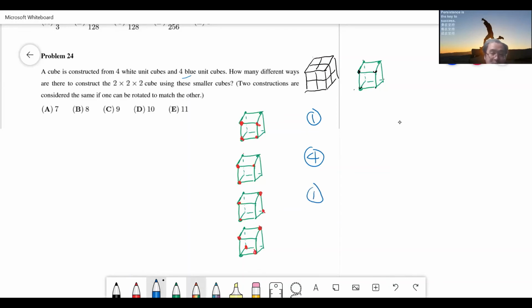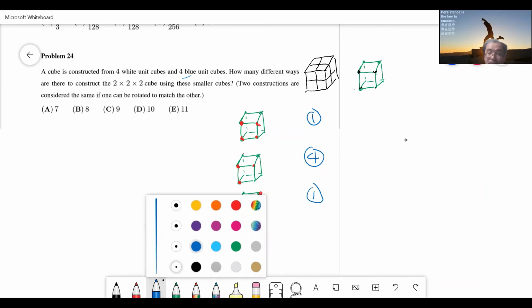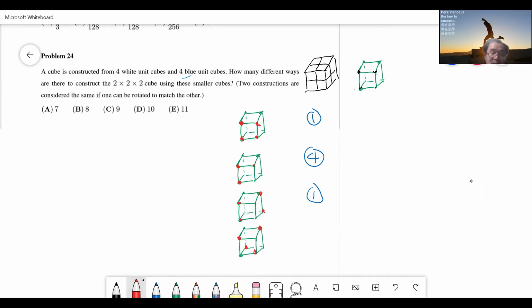I'm gonna color this diagonal. I color this diagonal. And then I'm going to color this diagonal, right? The back side, back face. We're going to color this. This also can have one solution. So taken all together, 4 plus 1 plus 1 give us 7. So there are going to be 7 different ways.